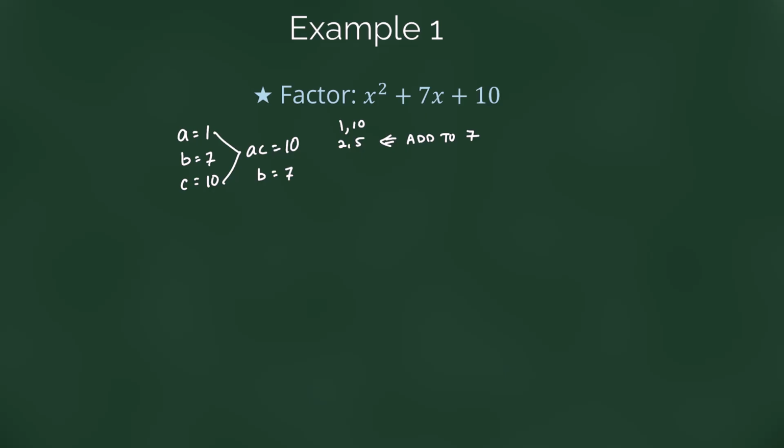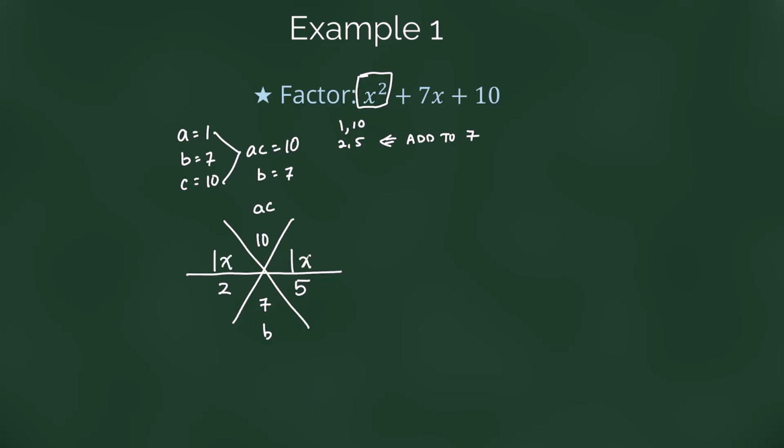We're going to use what I call the asterisk method. So we're going to draw ourselves a little asterisk here, and we're going to put a times c up here and b down here. So we write our 10 here and our 7 down here. Now we just discovered that the two numbers we want are 2 and 5, so I'm going to write those two numbers here and here. I'm then going to take my a term, this first term, and write it in the two remaining spots, but without the squared. So I'm going to write 1x and 1x. I don't even need the 1, but I do need the x, without the squared.